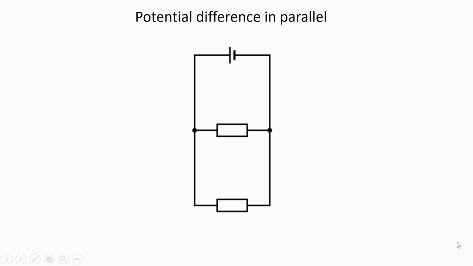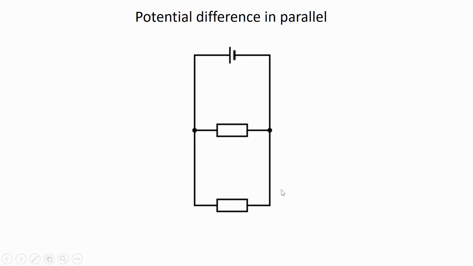Welcome to part 2 of the lesson. Now we're going to look at potential difference in parallel. So potential difference, sometimes called voltage, is the work done per charge or the energy transferred per charge. So the battery is going to transfer some energy to each charge, and that charge will transfer its energy to the other things in the circuit.